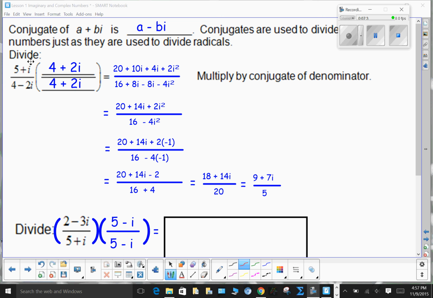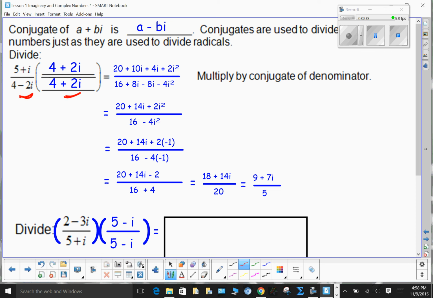If I divide 5 plus i by 4 minus 2i, I have to multiply by a form of 1, the multiplicative identity, and I use the conjugate of 4 minus 2i. Notice it's 4 plus 2i. I only change the imaginary part. The top I have to FOIL. The bottom I can either recognize that it's a difference of squares, or I can FOIL it and simplify. Here I've shown you all the work.